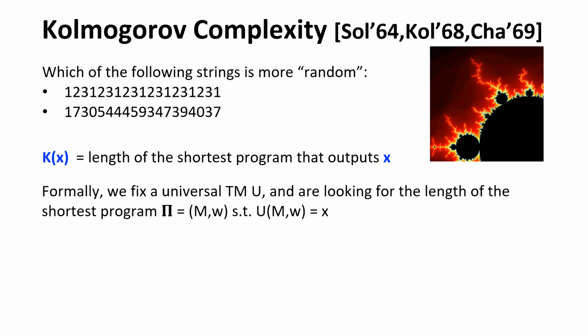And of course, we can make it formal by fixing a universal Turing machine U. In this talk, just think about U as being Python, and we are looking for the length of the shortest program that takes as input a description of a machine M together with an input w, such that when simulated on U, M together with w will output the string x.